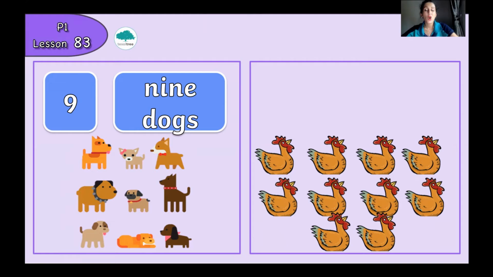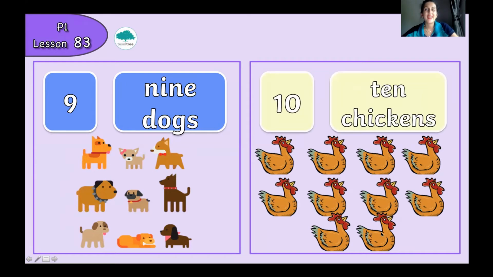There are so many chickens. Good. There are so many chickens. Yes. And now we have to check how many chickens do we see. Let's do it. 1, 2, 3, and 4. 5, 6, 7, 8, 9. And the last number is 10. Okay, 10 chickens are on the picture. Yes.